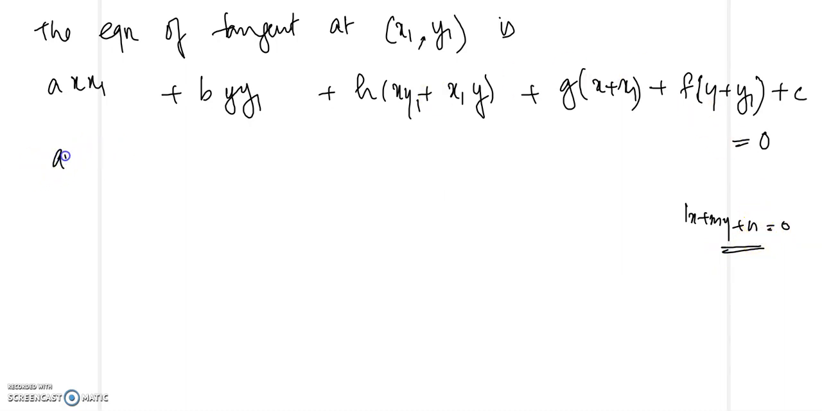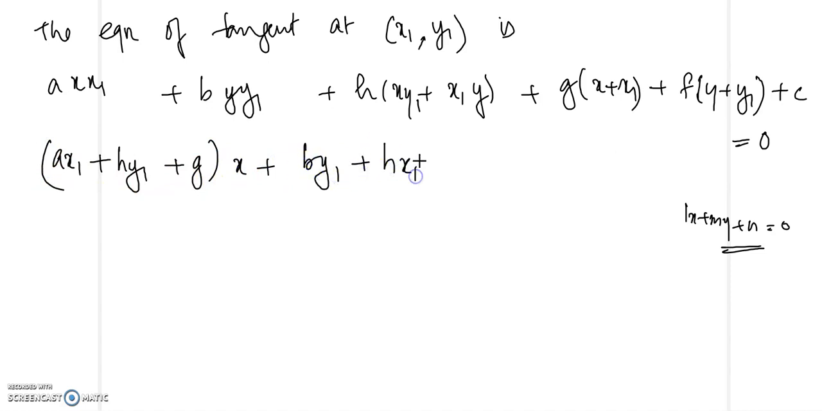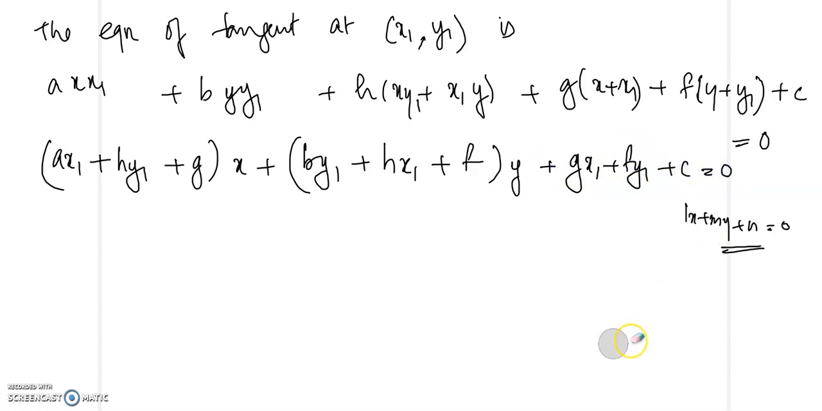So that will give (ax1 plus hy1 plus g)x plus (by1 plus hx1 plus f)y, then the constant term is gx1 plus fy1 plus c equal to 0.